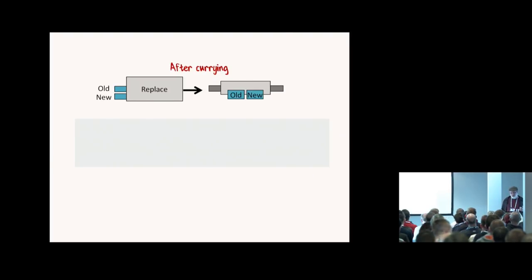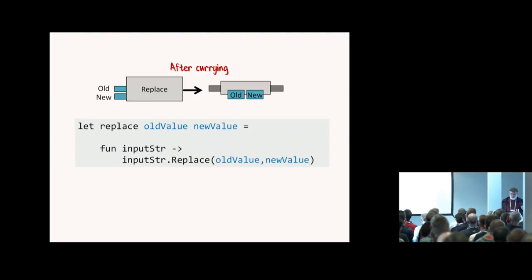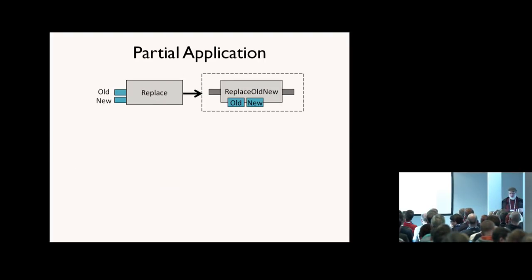Now after currying, the code is going to look like this. It's now a two-parameter function, and it returns a lambda. And in F#, lambdas are written with a fun keyword because it's a lot of fun to write lambdas. And this is a function, so we're returning a lambda. The lambda has one parameter, input, and it does this replace old value. So the output is a one-parameter function which we can compose. And the old value and the new value are sort of baked in, like that. So this brings us to the next technique.